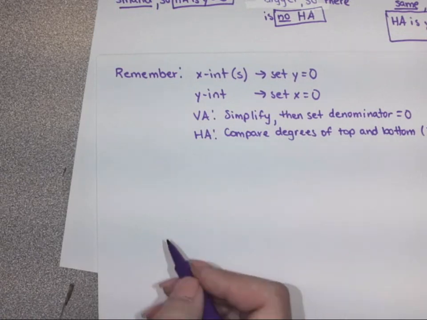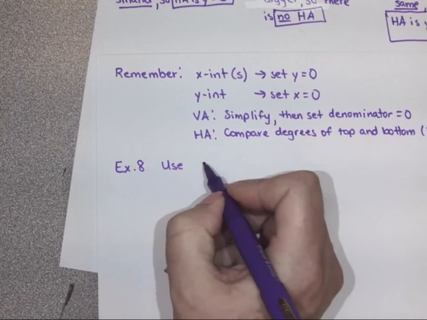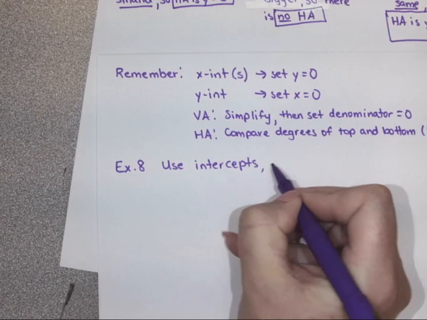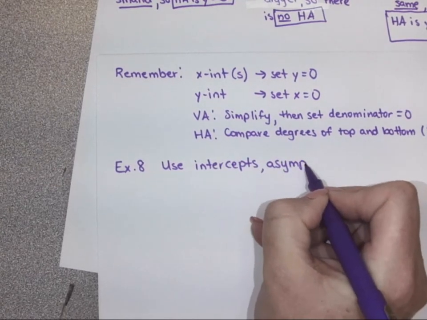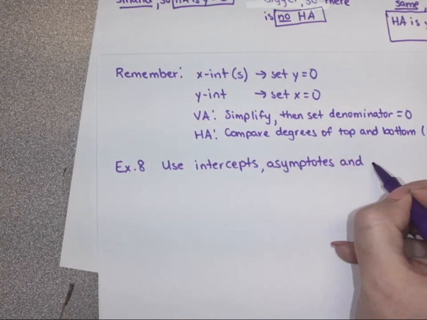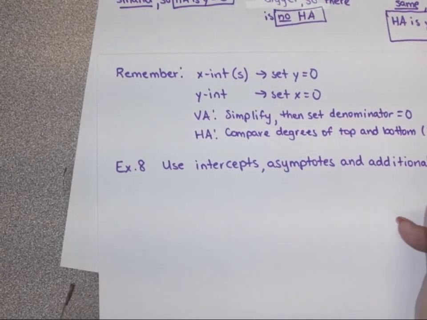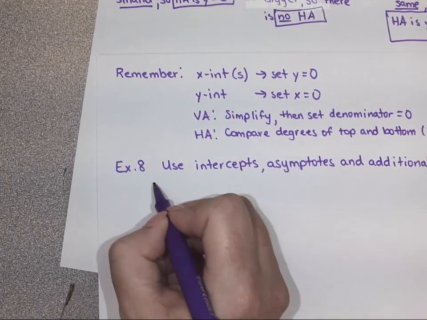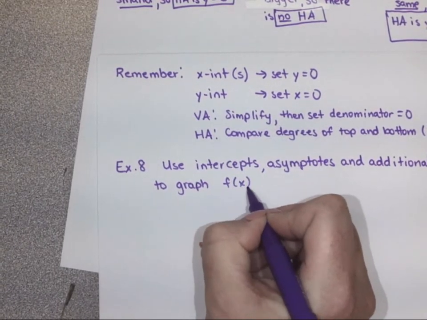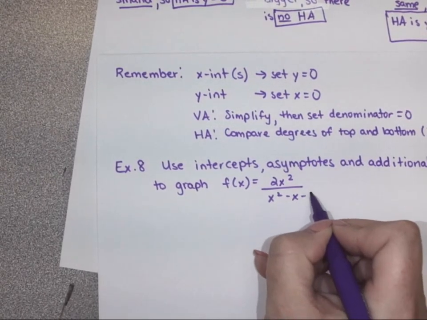And maybe we have to pick a few other points. So let's say that I want you to use the intercepts, the asymptotes, and maybe additional points if necessary, to sketch this graph. f(x) equals 2x squared over x squared minus x minus 6.